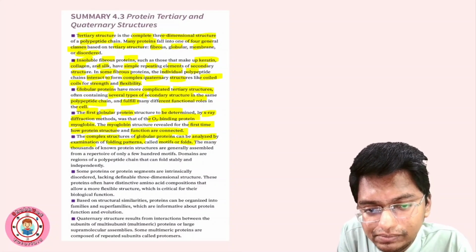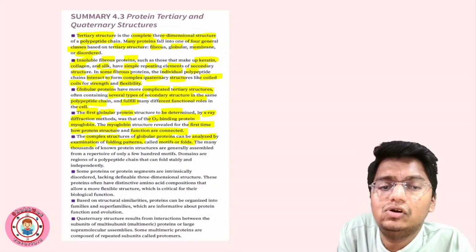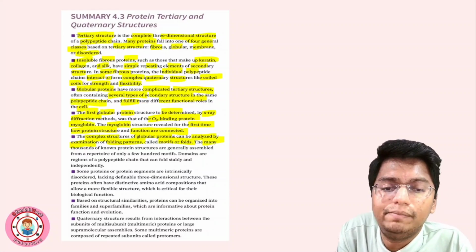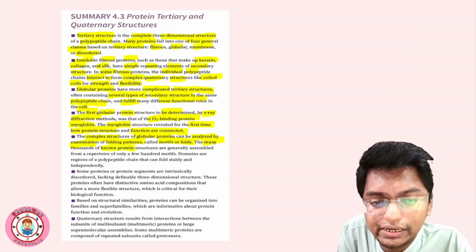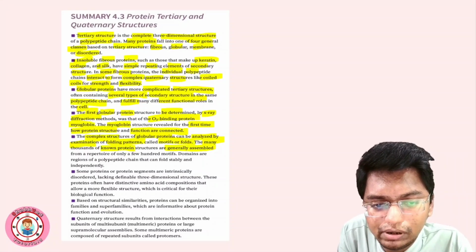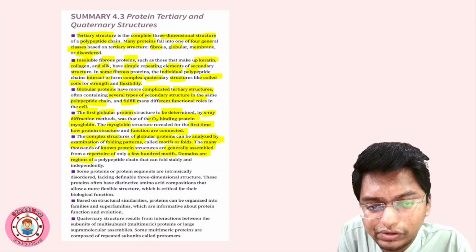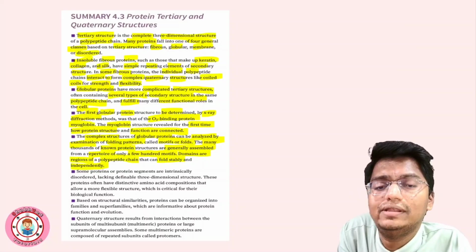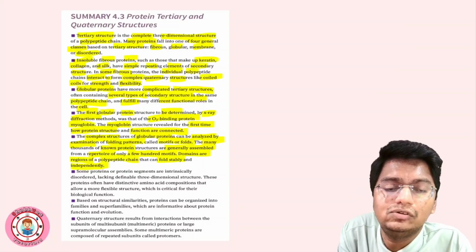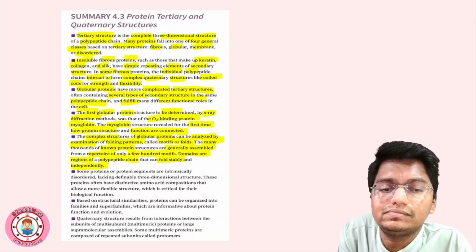The complex structure of globular proteins can be analyzed by examining folding patterns called motifs or folds. Okay, by analyzing these we can analyze globular proteins. The many thousands of known protein structures are generally assembled from a repertoire of only a few hundred motifs. Domains are regions of polypeptide chain that can fold stably and independently. Right? Domains are independent units, they join and assemble.